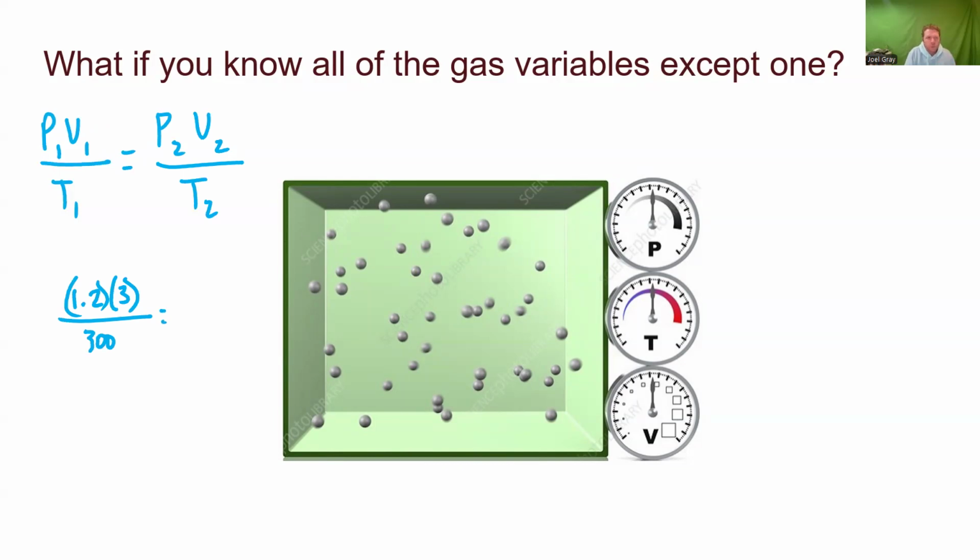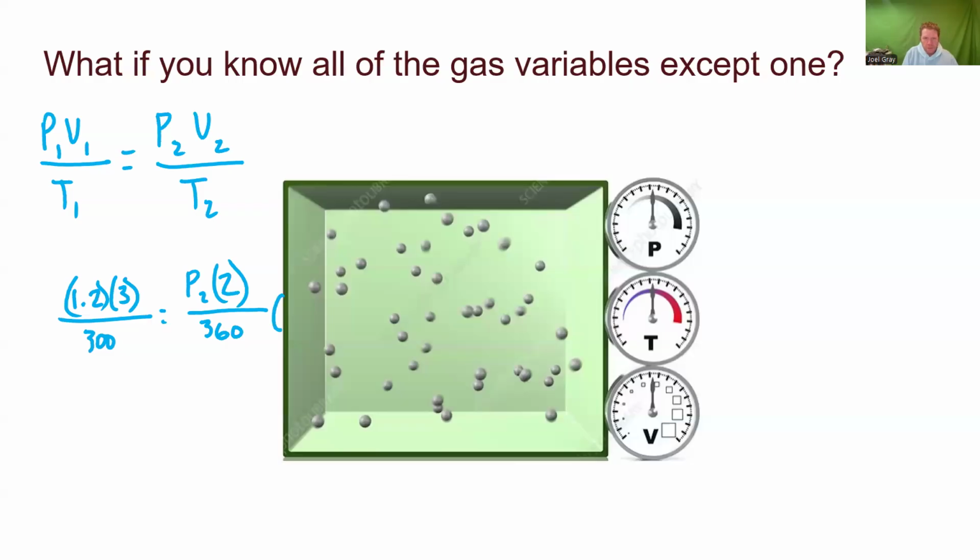That is equal to P2, which we do not know. That's what we're solving for. And our volume there is 2 liters. Okay, and our temperature is 360. So I'll plug this in. 1.2 times 3 is 3.6, divided by 300 is 0.012.